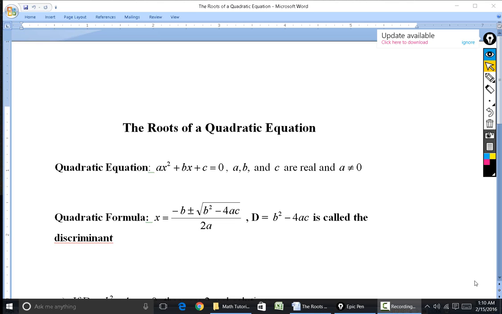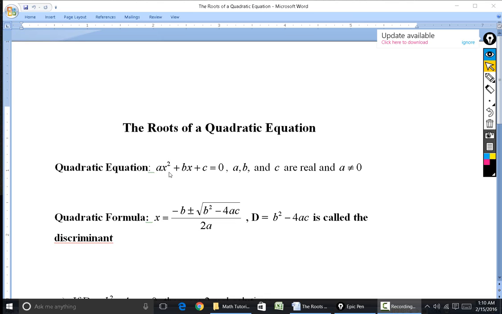In this video, we're going to examine the roots of a quadratic equation. In other words, determine what type of roots it's going to have. So here's the quadratic equation. It has this form here: ax squared plus bx plus c equal to 0.